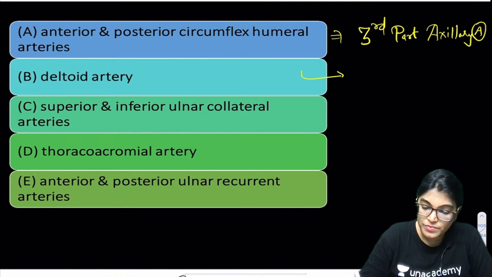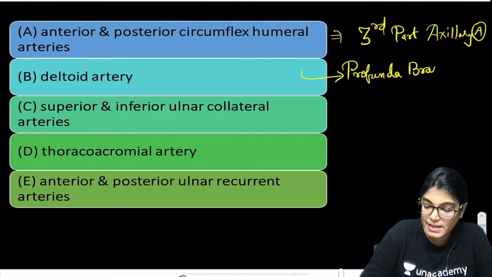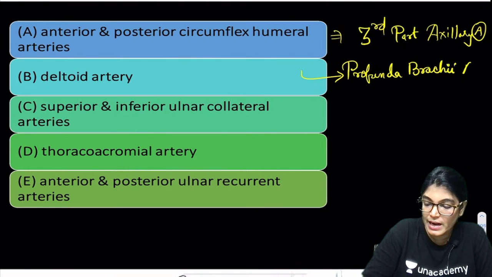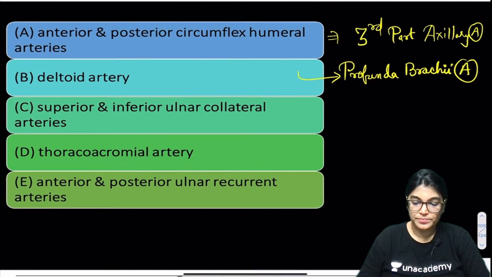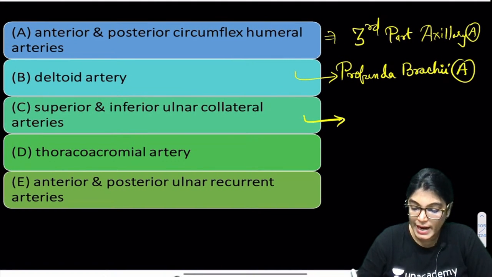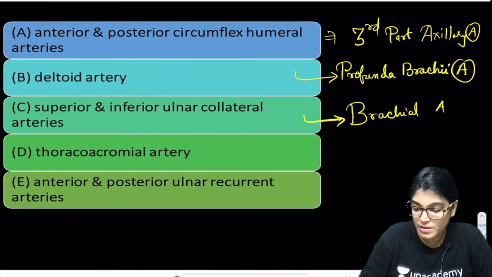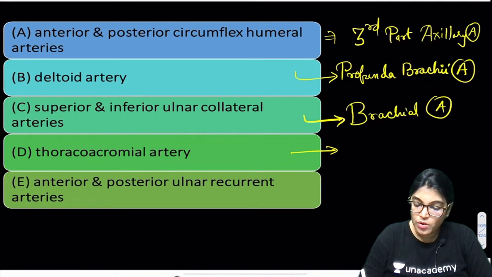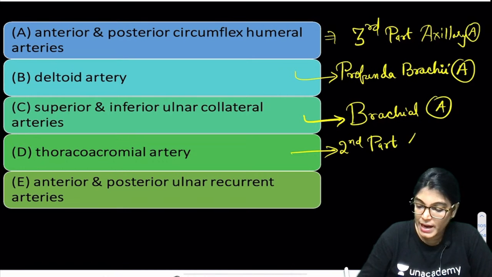Deltoid artery is a branch of which artery? Deltoid artery is a branch of profunda brachii artery. Profunda brachii artery itself is a branch of brachial artery, but deltoid is a direct branch of profunda brachii artery. Superior, inferior ulnar collateral arteries are branches directly from the brachial artery. Thoracoacromial artery is a branch from second part of axillary artery.